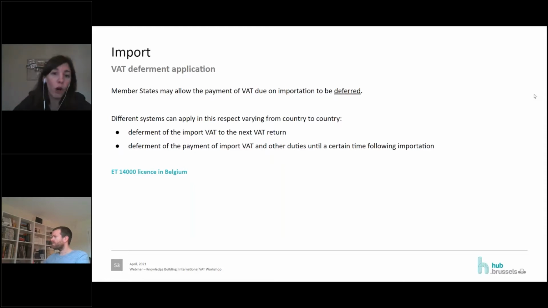Other countries are also applying such type of deferment of payment. I think the UK put that also into practice, well, both ways in fact, post-Brexit. You defer the payment of import VAT. So you will not shift everything into your VAT return, but you reduce the timing gap between the payment of the import VAT and the deduction via your VAT return.